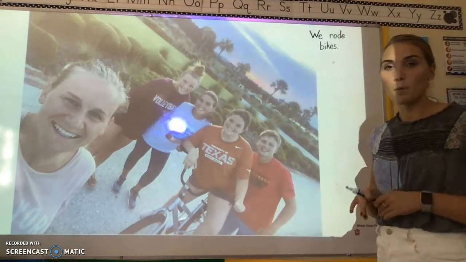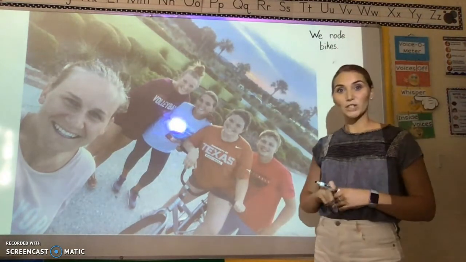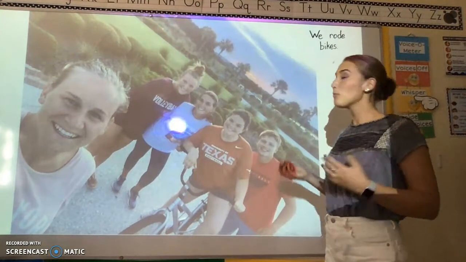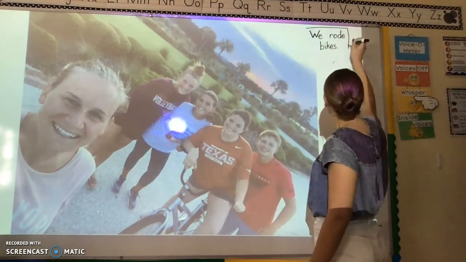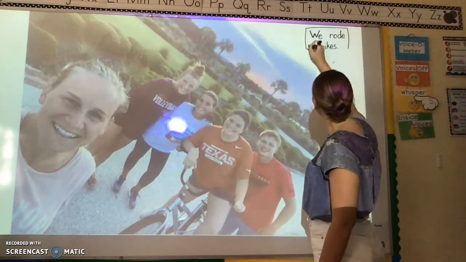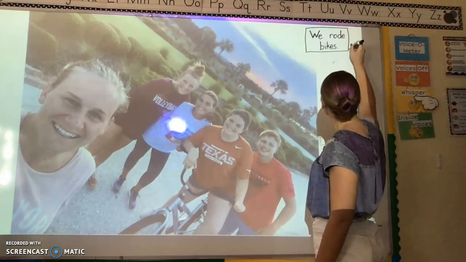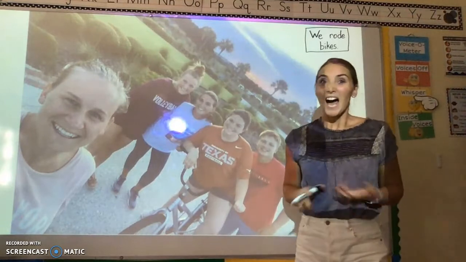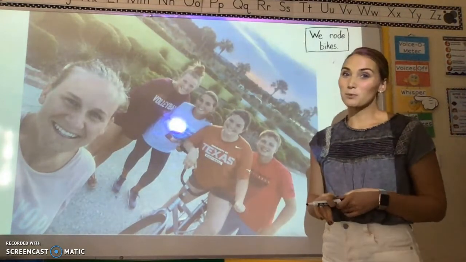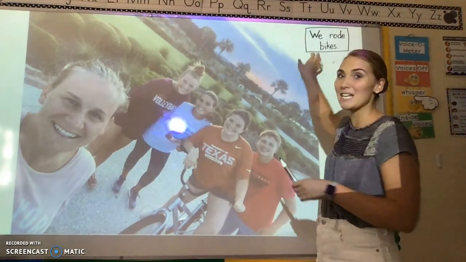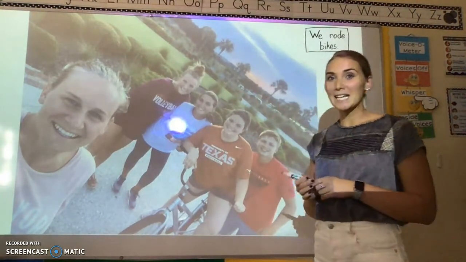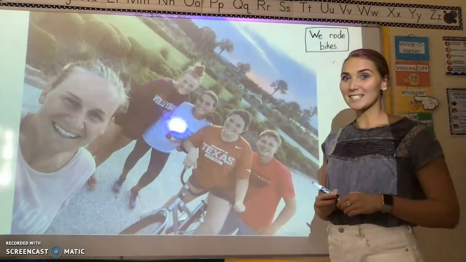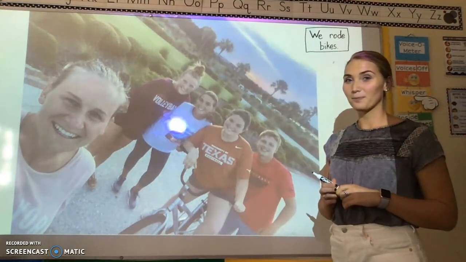Alrighty, boys and girls, there is my very first caption. And what I can do to this is I can put a box around it. Do I need to draw a line to the bike? I don't need to draw a line because remember, a caption just sits near the photo. It doesn't point.